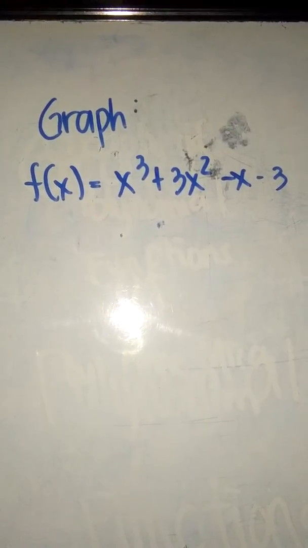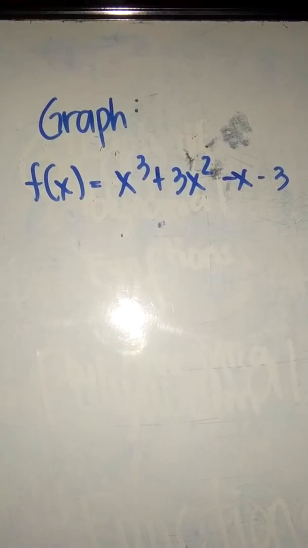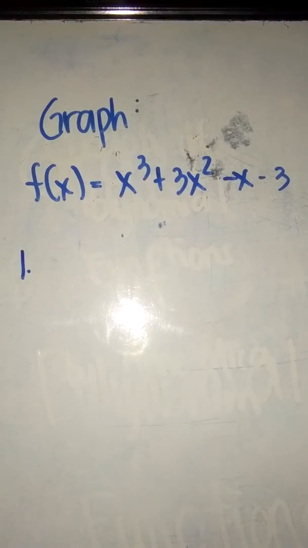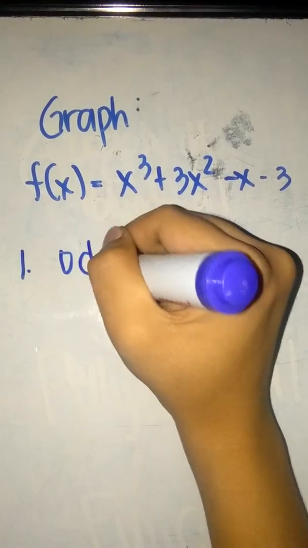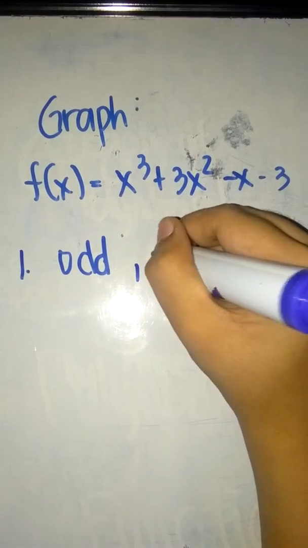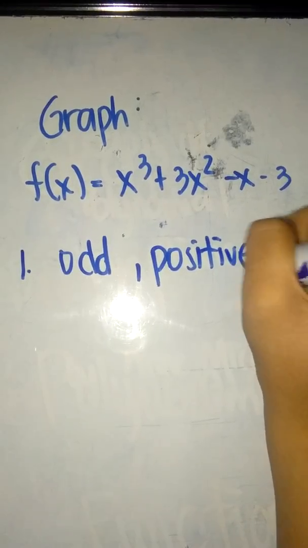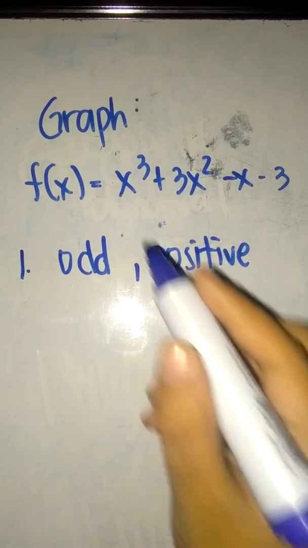For example, we are tasked to graph the function f of x equals x cubed plus 3x squared minus x minus 3. So, using the first step, we will determine the behavior of the graph. As you can see, the degree here is odd, and the leading coefficient, which is positive 1, is positive. Therefore, we know that our end graph will fall to the left and rise to the right.